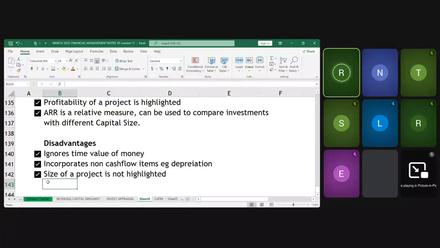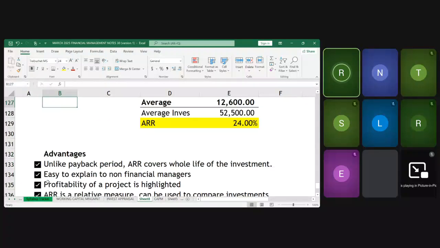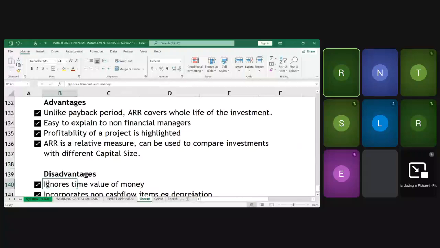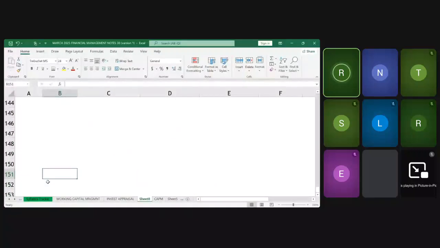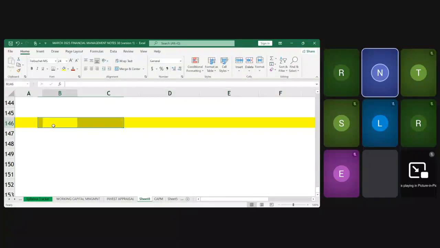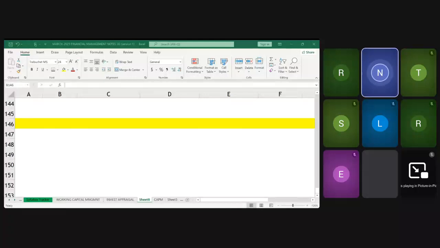Now the basic methods are done. Any question with regards to the basic? We want now to look into the advanced methods to investment appraisal. Person, please. Yes, Natalie, go ahead.